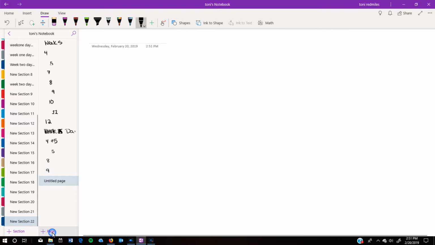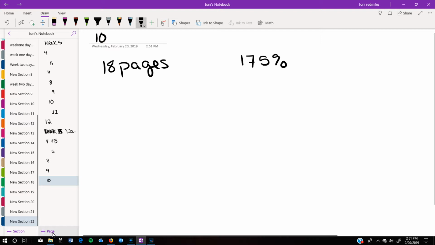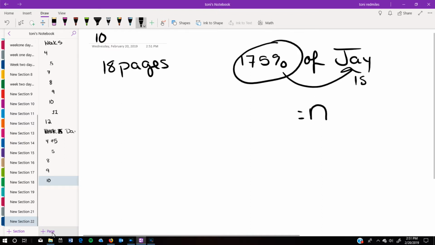Alright, so let's conquer some of these big word problems now. So number 10 reads, Jay's term paper is 18 pages long. If Madison's paper is 175% of the length, so of Jay's length, find the length of Madison's paper. So the answer I want is the total amount of Madison's paper, okay? And this 175 is of Jay's paper, which is 18.